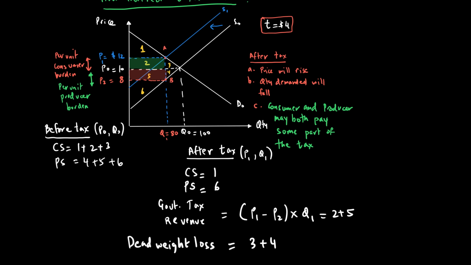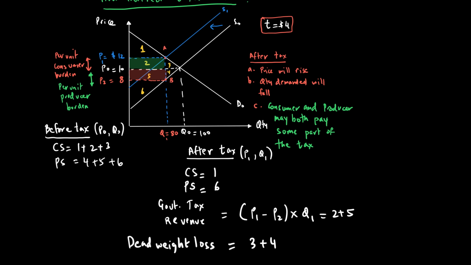So what we are saying is this: when you put a tax, first of all, some part of the tax is paid by the consumer, some part of the tax is paid by the producer. Second, the government also earns some tax revenue. So before indirect taxes, everything was pocketed by the consumer or producer in terms of surpluses, but after taxes, areas 2 and 5 are actually going to the government in terms of tax revenue.